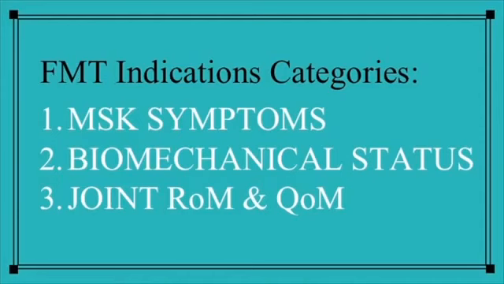So whatever assessment method you use, if you see abnormal degrees of subtalar and/or mid-tarsal pronation, these are indicators for connective tissue restrictions. The third category to use when considering FMT as a treatment option is the specific joint range and quality of motion. It's very important to be able to differentiate normal range and quality of motion from a restricted or limited range of motion.